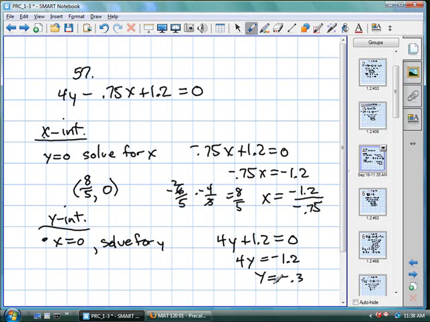And down here, we got negative 3/10. So the y-intercept is 0, comma, negative 3/10. So then we've completed the problem. We found the two intercepts. Make sense? Another one. Yes?